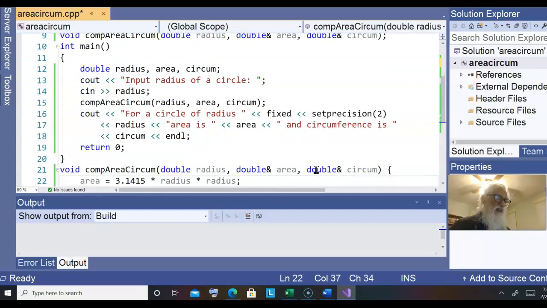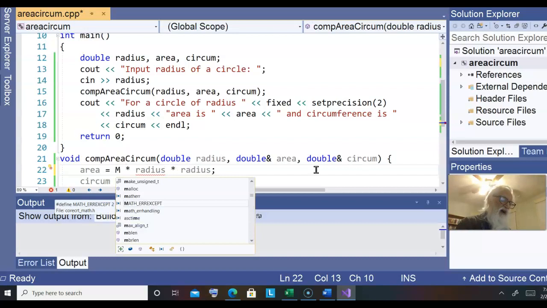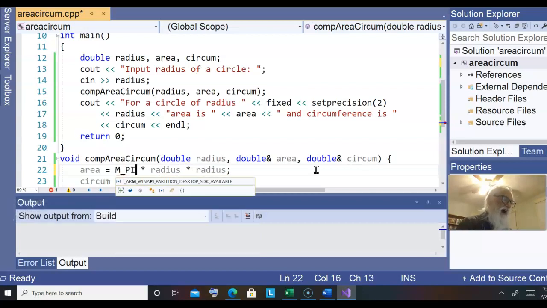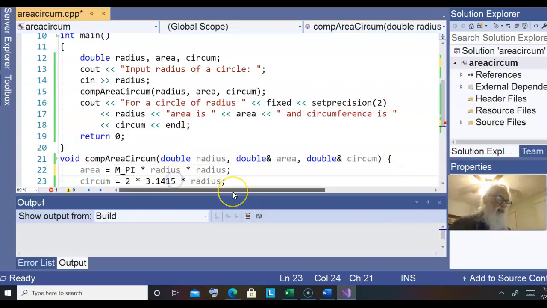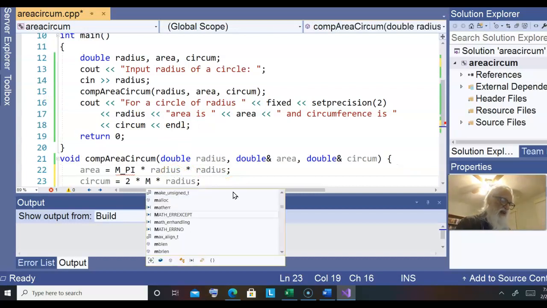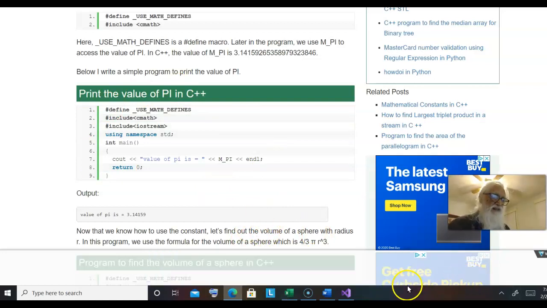So down here, instead of 3.1415, we'll put M_PI, and down here we'll put M_PI. Now, the reason I showed you how to get this is in case you have troubles finding it someday or can't remember it. You use Google to figure it out, get it.